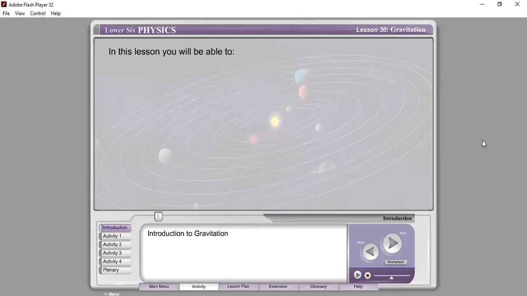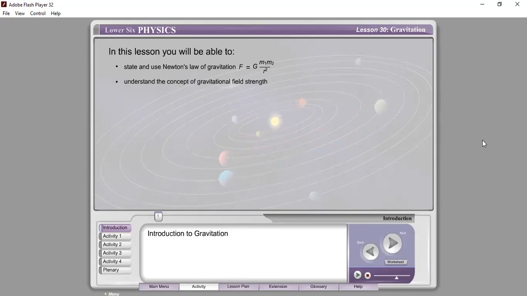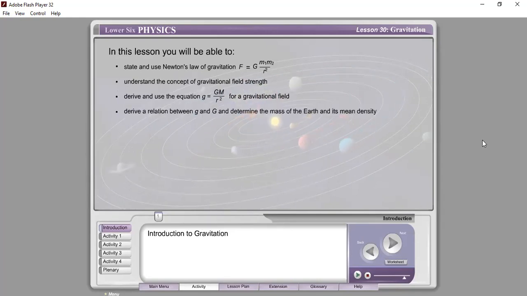In this lesson, you will be able to state and use Newton's law of gravitation, F equals G m1 m2 over r square. Understand the concept of gravitational field strength. Derive and use the equation small g equals big G m over r square for a gravitational field. Derive a relation between small g and big G and determine the mass of the Earth and its mean density, and understand the variation of small g with respect to r.